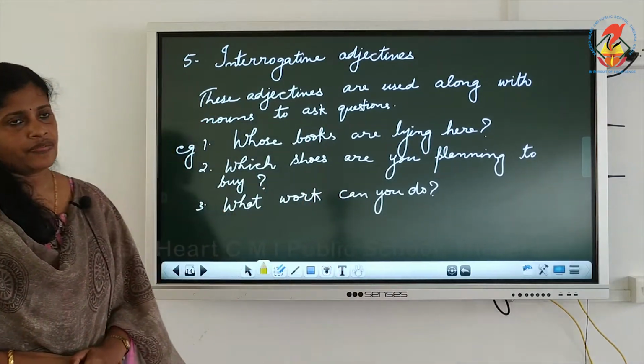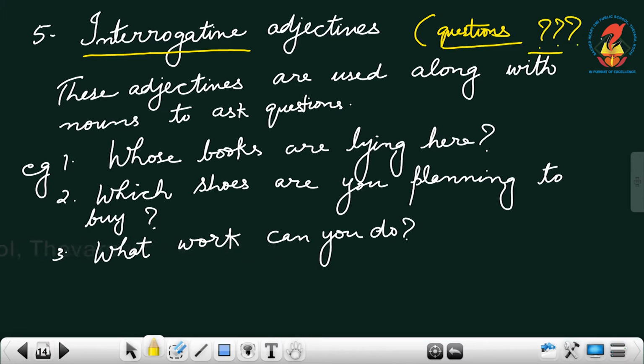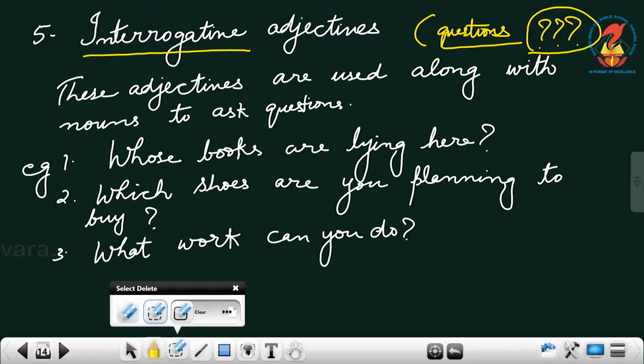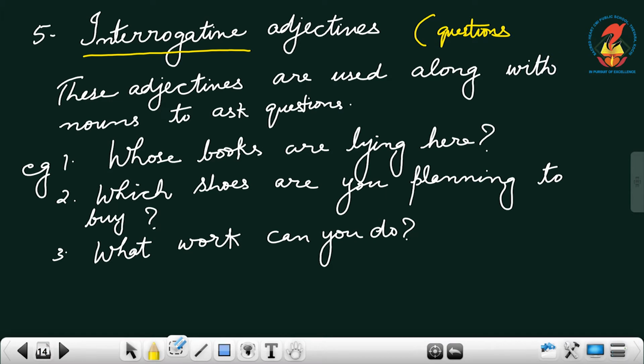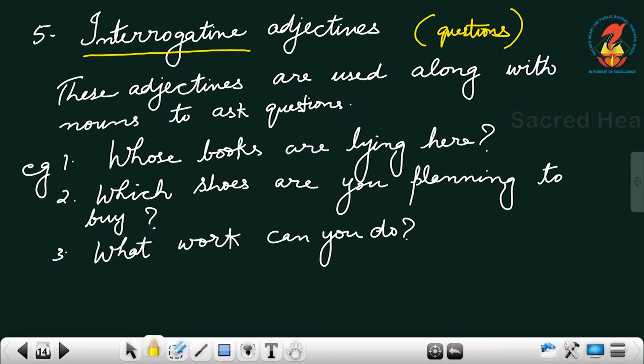Interrogative adjective. The word interrogative means generally asking questions, isn't it? So interrogative adjectives generally ask questions and the sentence ends with a question mark. You know what a question mark is, right? So here, these adjectives are used along with nouns. They are used with nouns to ask questions, children.